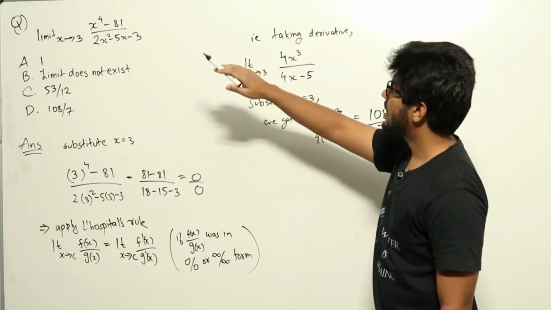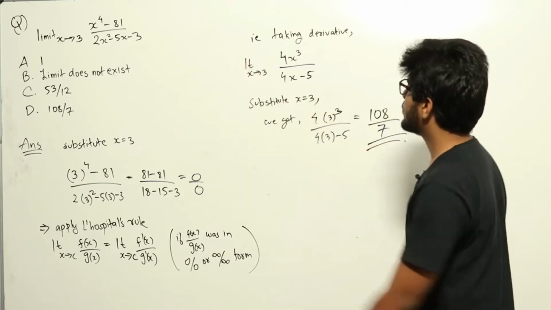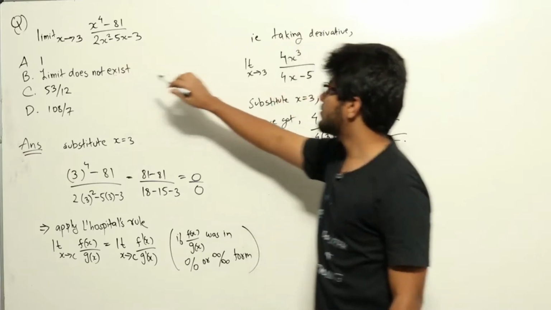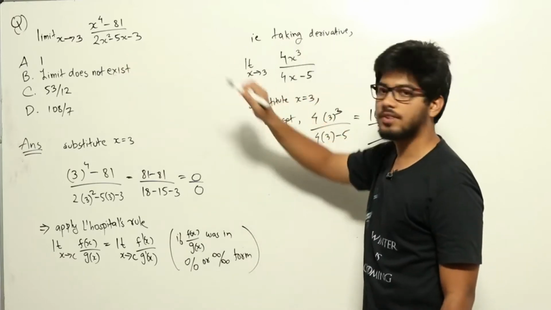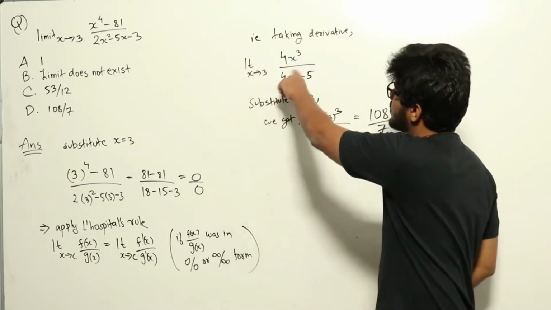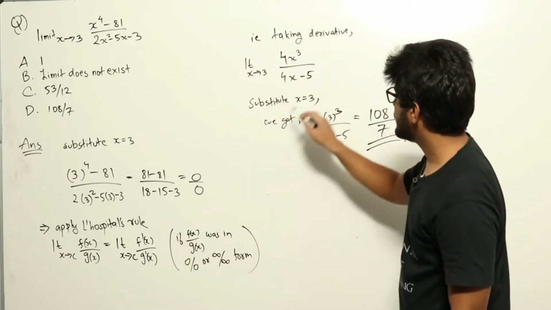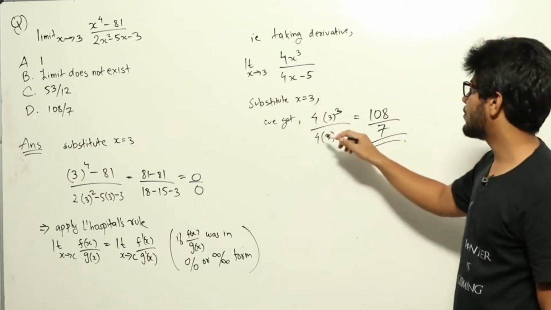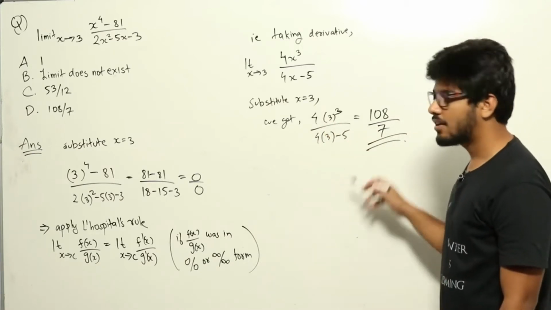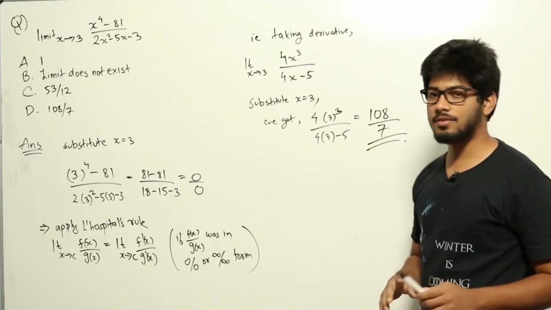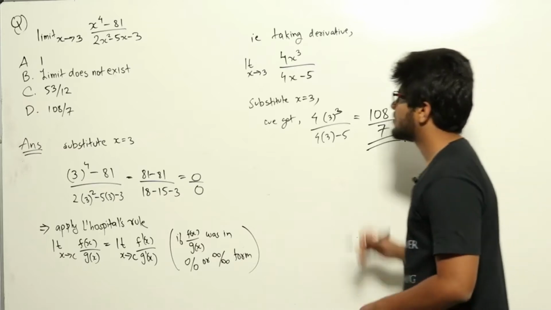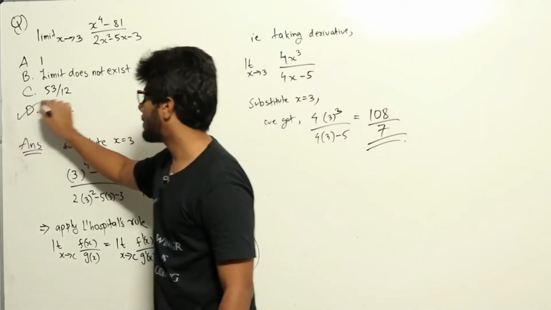Numerator's derivative: x power 4 minus 81's derivative is 4x cube. 81's derivative is 0. 2x square's derivative is 4x. 5x's derivative is 5 only. So that expression now becomes limit x tend to 3 of 4x cube by 4x minus 5. Again we substitute x equal to 3 here, we will get 4 into 3 cube by 4 into 3 minus 5, that is 108 by 7. Now this is not in 0 by 0 or infinity by infinity form, this is a real number, this is the limit. So the answer is 108 by 7, or option D.